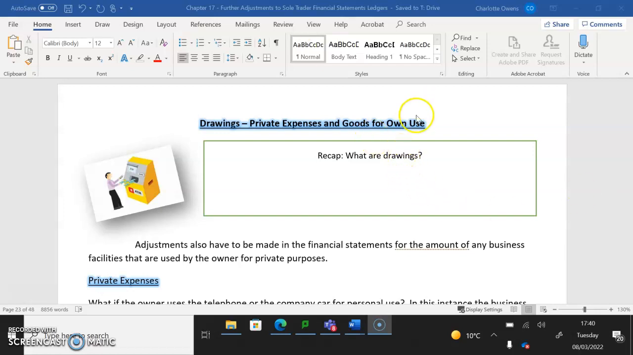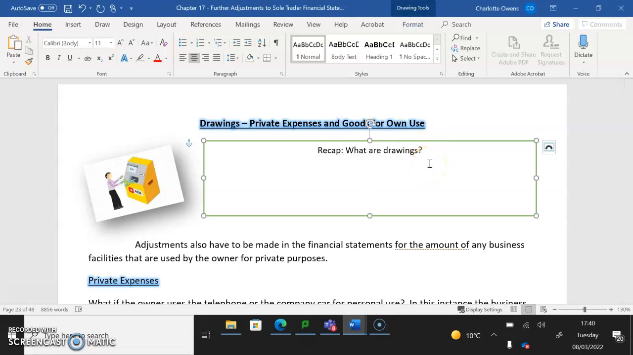Okay, so what actually are drawings? Well, if you remember correctly, drawings refer to when owners, so in the context of the sole trader, we would call them owners, okay, not partners, as we would in a partnership. So it's when the owners take out assets for personal use. Now a common misconception with drawings is that it's just cash that the owner might take out, but it could be beyond this, and we'll see that in a few moments.